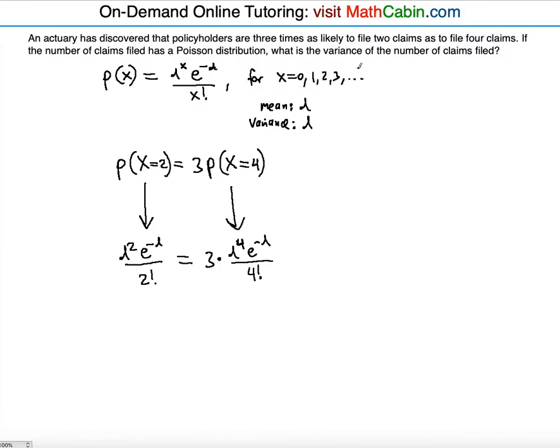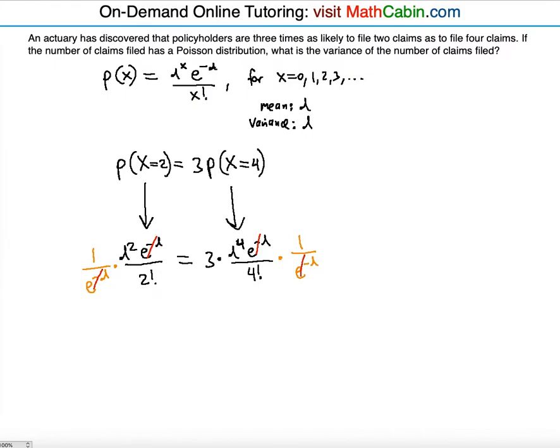Okay, so notice that here you're going to solve for lambda, because it's being asked, what is the variance of the number of claims filed? And we know that the variance is the lambda from the Poisson distribution parameters. Right, so notice that immediately you can multiply both sides by 1 over e to the negative lambda, and that way the e to the lambdas cancel out.